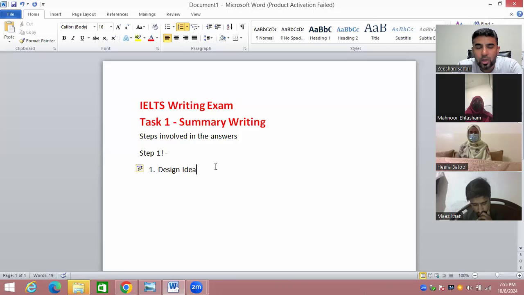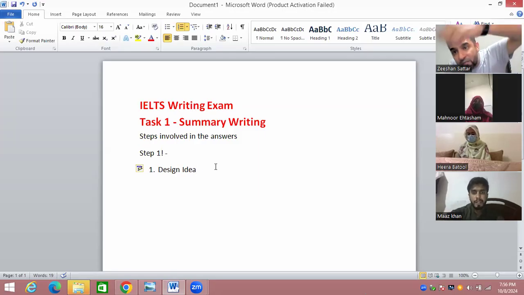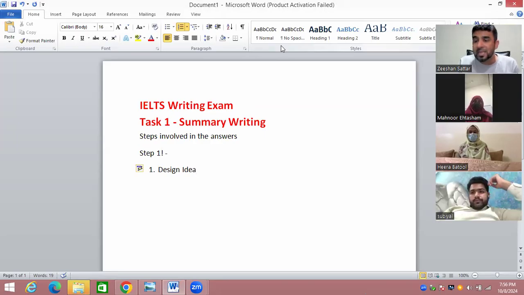Actually, we look at the picture and we make up our mind about what we will write here in this picture. What are the important points that we need to cover? What are the important figures to be included? What are the important names to be considered? What are the elements given in the picture? We highlight all those things, we circle them out, and step number 1 is known as designing of the idea. It is the first step.